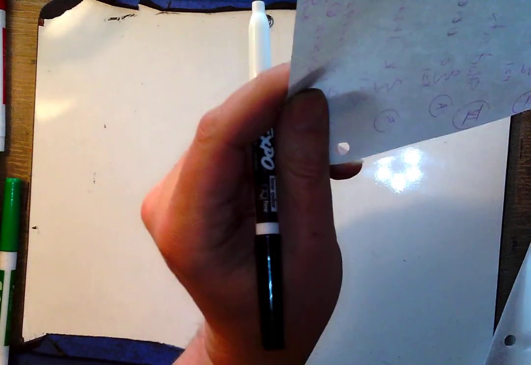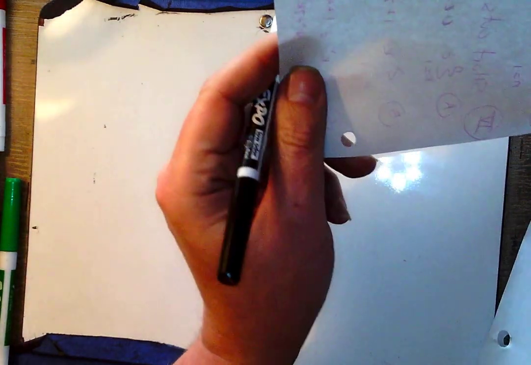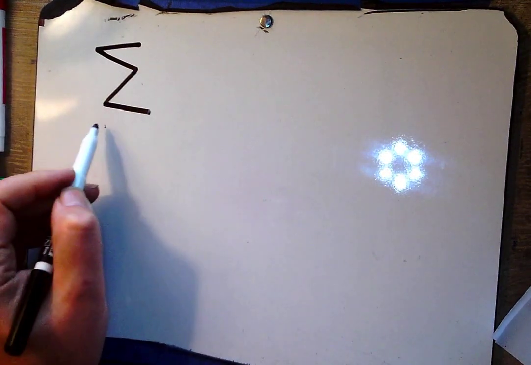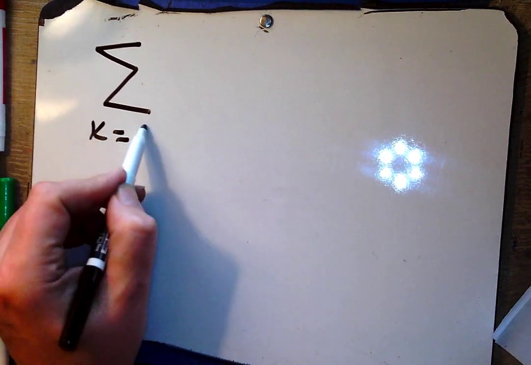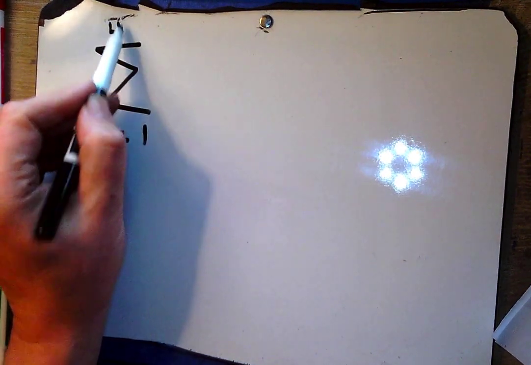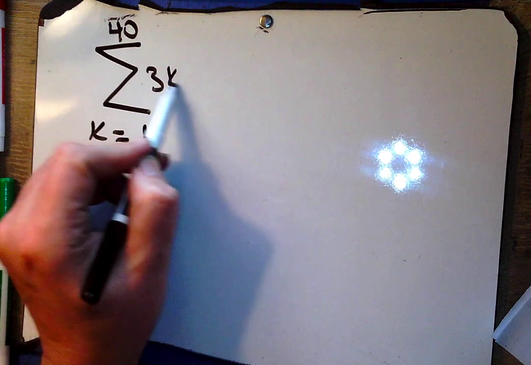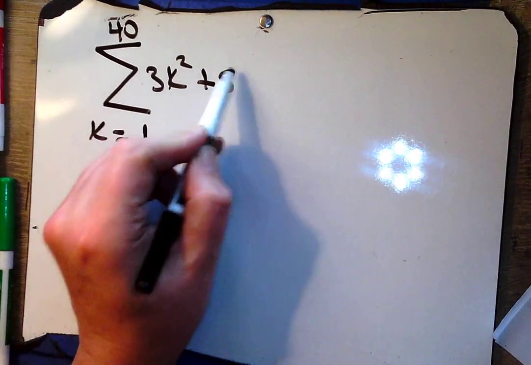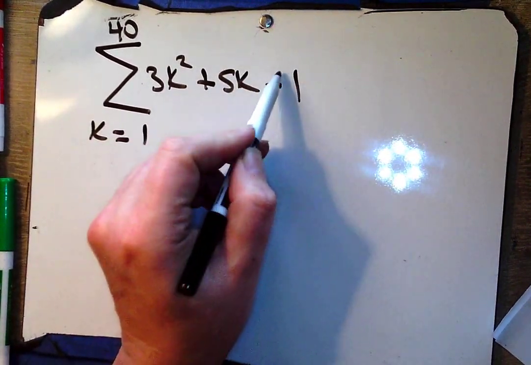I want to look at a situation where we actually have a whole bunch of stuff to deal with. What if I have the sum from k equals 1 to 40 of 3k squared plus 5k minus 4?